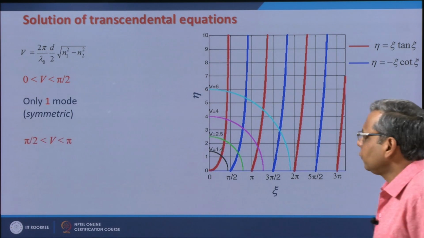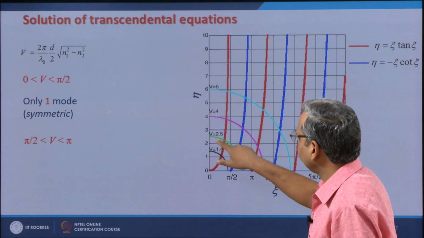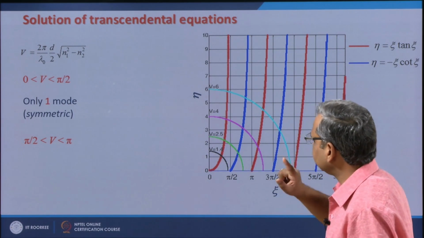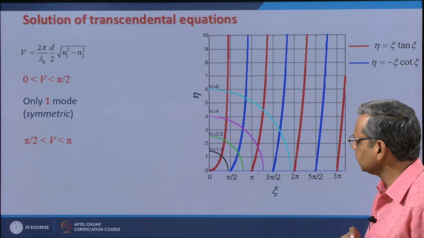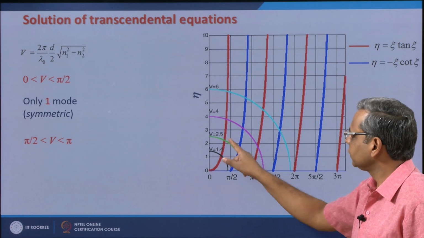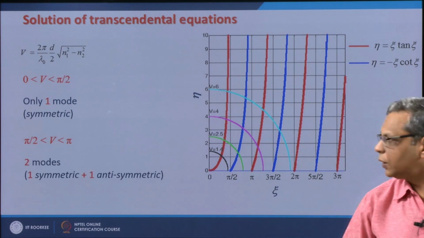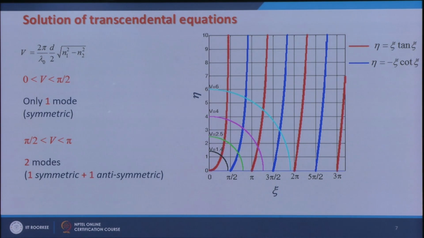Now, if V lies between pi by 2 and pi, for example, if V is equal to 2.5, I see two points of intersection, one is with red and one is with blue. So, one is with symmetric and another is with anti-symmetric. So, I get two modes, one symmetric and one anti-symmetric.